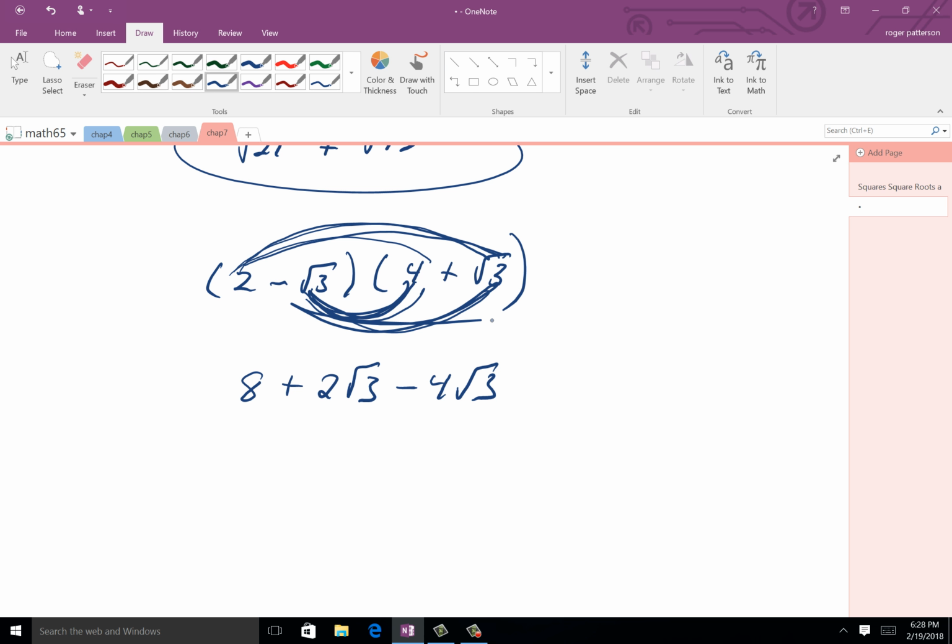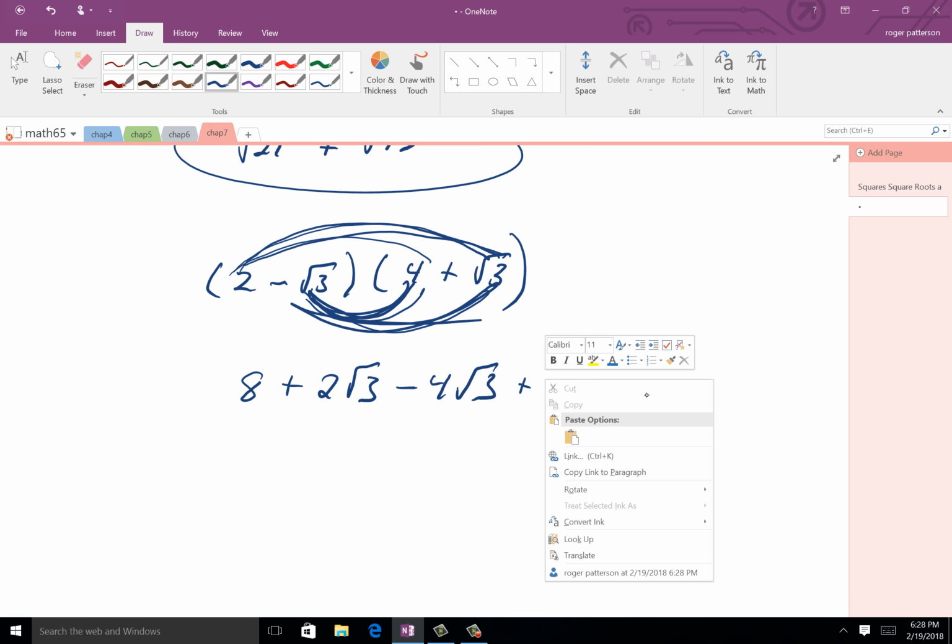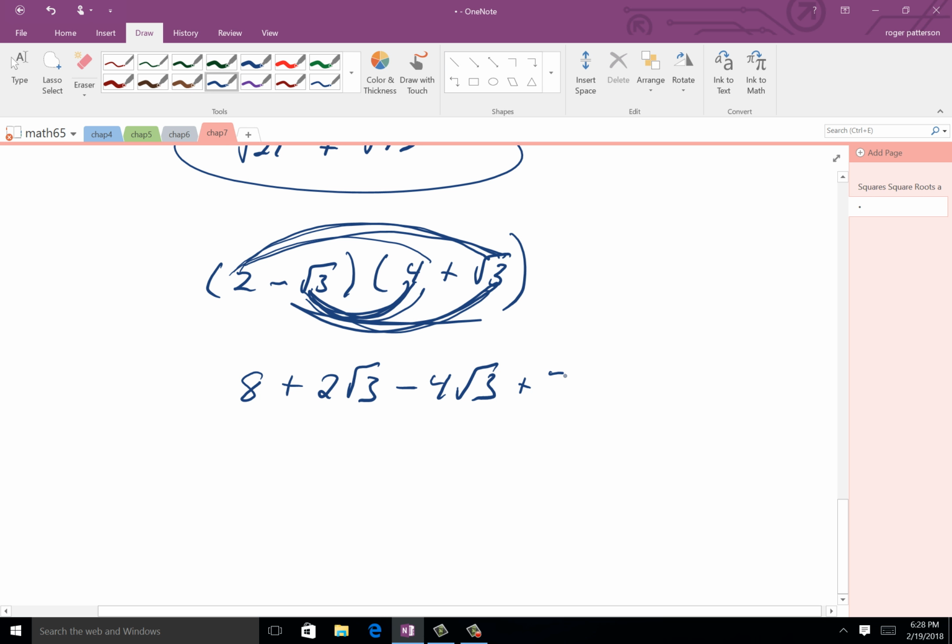Okay, so we can think of that in a couple different ways. What is the square root of 3 times the square root of 3? It'd be 3, right? Now, remember I said you can think of that in a couple different ways. You can think of that as 3, or you can think of that as the square root of 9, which is also 3.